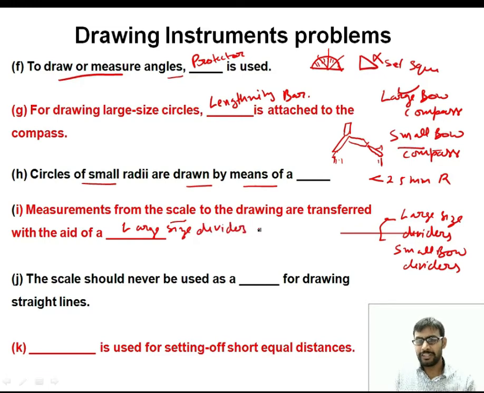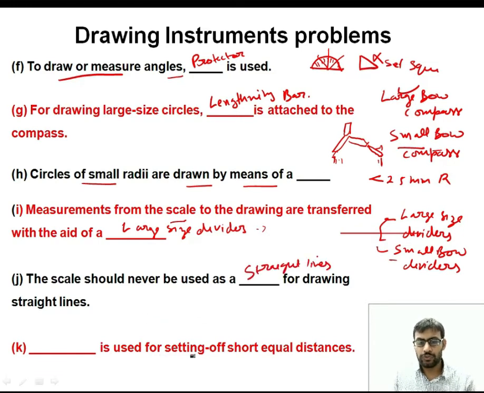With the help of large size dividers, equal length can be transferred, or you can say the arc also can be divided into equal parts. And with a small bow compass, we can measure the dimension in minute distance. So next is the scale should never be used as a dash for drawing the straight lines. So next question here, the scale should never be used as a dash for drawing straight lines, means the answer will be the straight lines.